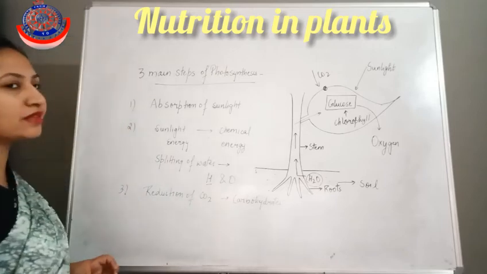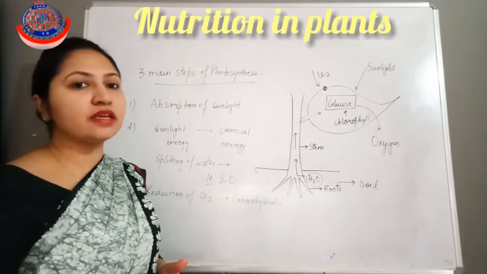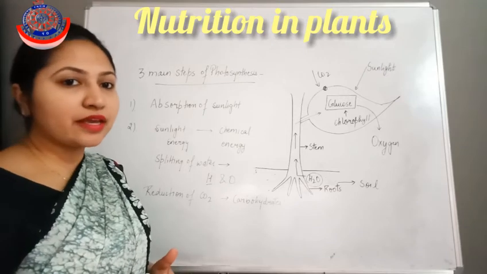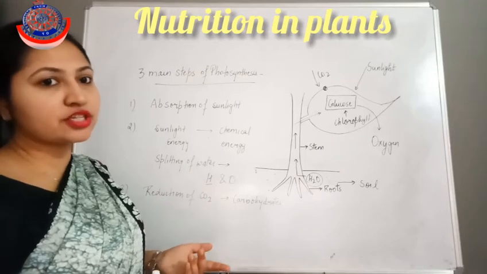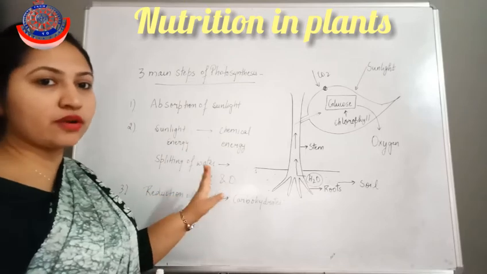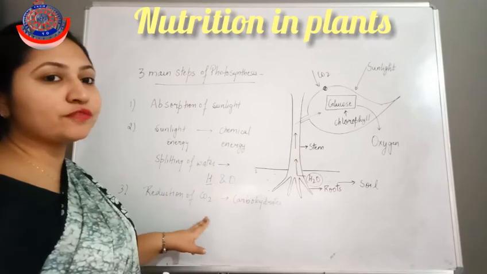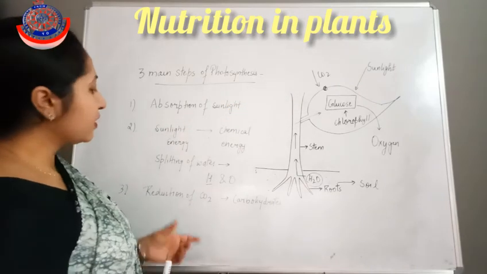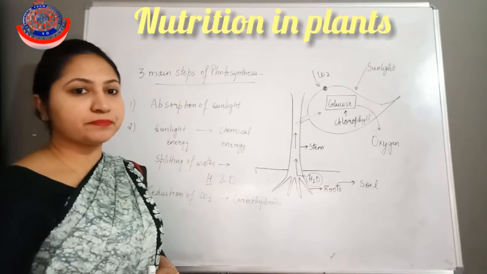Let's discuss again what are the three main steps of photosynthesis. First is absorption of sunlight energy by the chlorophyll molecules. Then this sunlight energy will be converted into chemical energy. Splitting of the water molecule, because water is also one condition that is required for photosynthesis. So water will get split to form hydrogen and oxygen. Now this hydrogen is responsible for the reduction of the carbon dioxide, that carbon dioxide that the leaves take from the atmosphere. Now when the reduction of carbon dioxide takes place, it will form carbohydrates.